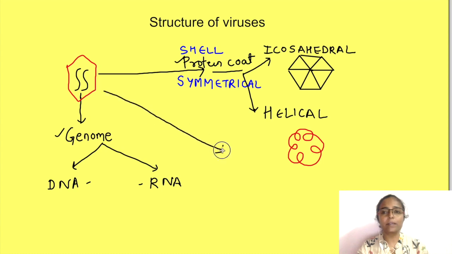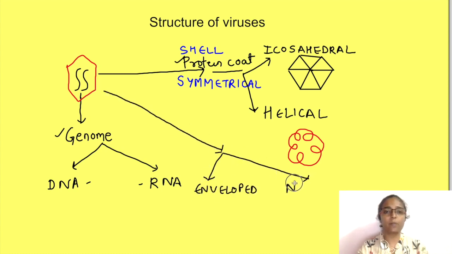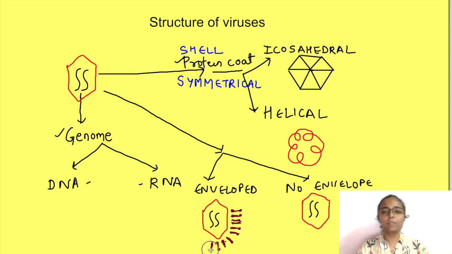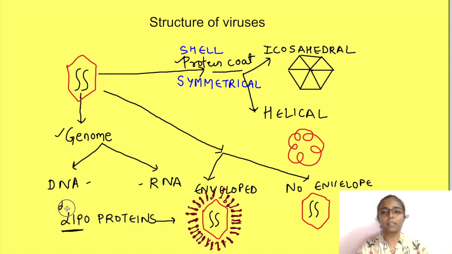Now, with this, some viruses may be enveloped, while some may not be enveloped and have only this protein coat. These are known as naked viruses. In the enveloped viruses, the envelope is made up of lipoproteins, that is lipid and proteins. The lipids are derived from the host cell membrane which the viruses infect and they acquire it while they are leaving the cell, while the proteins are synthesized by the viral genome using the host machinery. So, this is the basics about the structure of viruses.